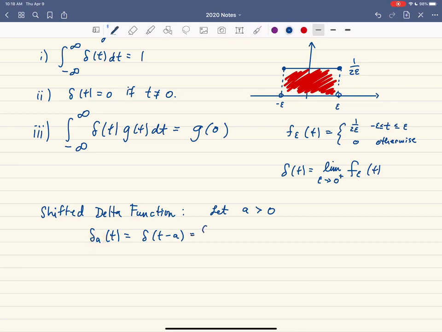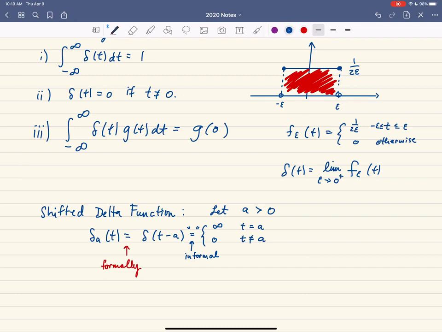And so this is going to be just 1 if t minus a is 0. In other words, if t is a, and 0 otherwise. I'm sorry, not 1. This is going to be infinity. You can think of this as infinity. This is an informal definition. The first equality is the formal definition. Okay, so formally this is how it's defined.